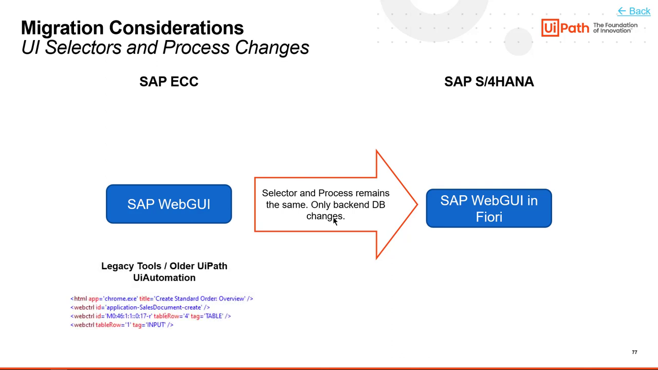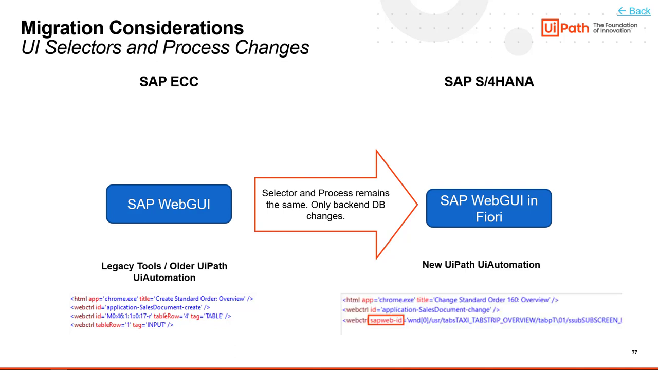Compare this to legacy tools that had complex web control IDs that required dynamic selectors and the use of variables. UiPath's new UI automation is easier to understand and automatic with a simple click when indicating an object.